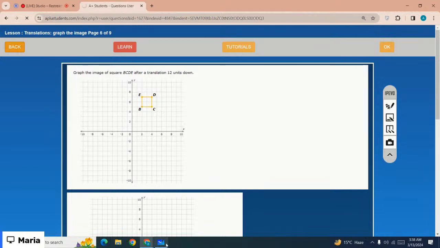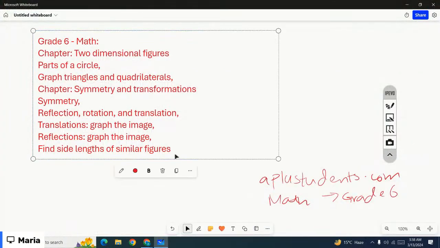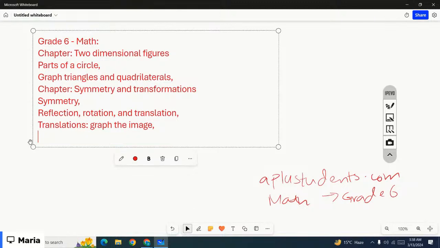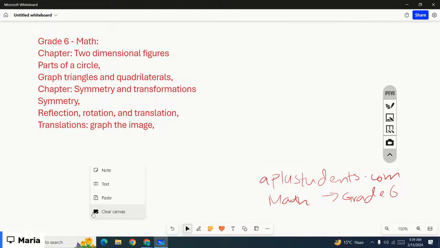So, we were working on grade 6 math. We have started with the chapter two dimensional figures. The lessons we have covered from the chapter are parts of a circle and graph, triangles, and quadrilaterals. Then we have started the new chapter, that is symmetry and transformations. The lessons we have covered are symmetry, reflection, rotation, and translation. The one we have just covered is translations and graph the image, right? So please make sure before the next session you complete all the practice questions for the lessons we did today. That is your homework until the next session, right?